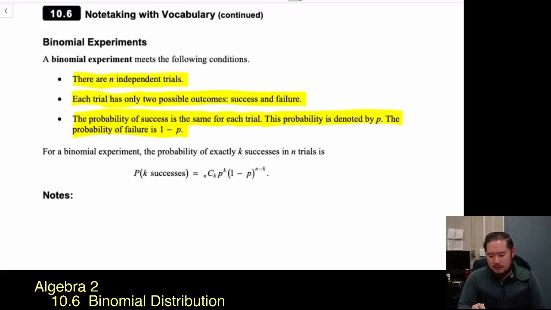Below it, it says for a binomial experiment, the probability of exactly k successes, where k is the number of successes in n trials, is going to be noted in this equation that I would make sure you know and memorize for the test. Once again, make sure you memorize this one right here.